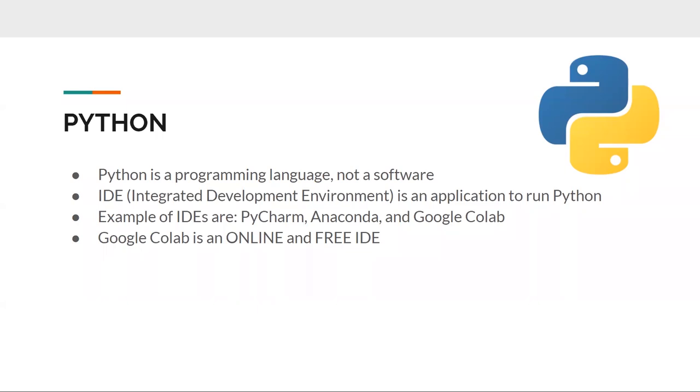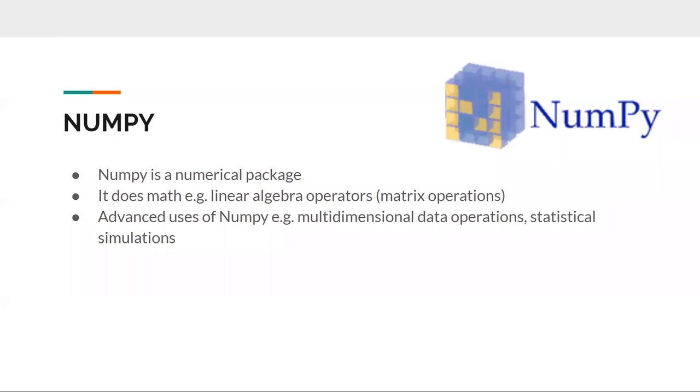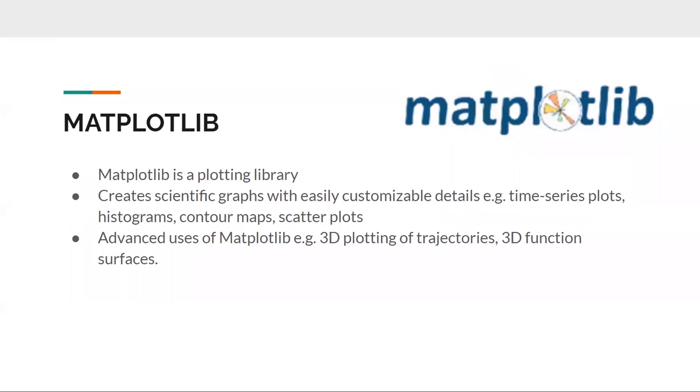There are lots of libraries in Python. One example is NumPy. NumPy is quite often used by people. Why? Because it does mathematical operations. If you are working with math, you are using NumPy. People also use NumPy for accessing files and doing more advanced stuff, for example, multidimensional data operations and statistical simulations. The second library is called Matplotlib.